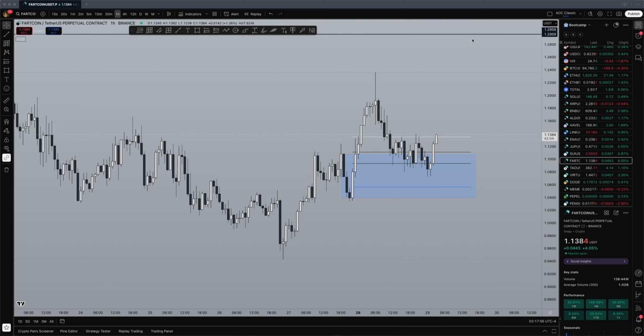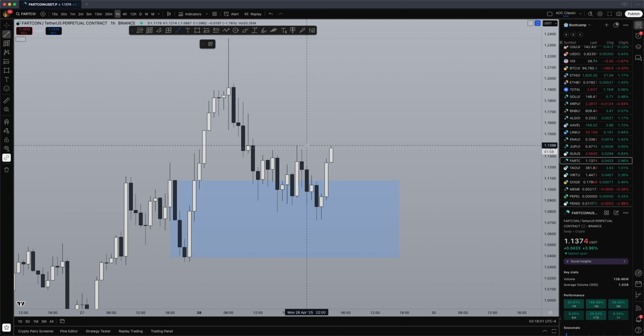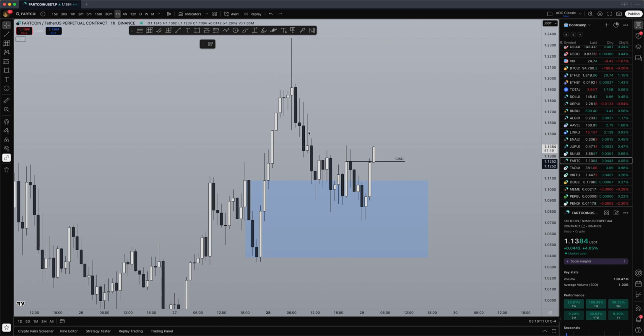Now, you can do that, but the way that we trade is that we look for confirmations. And right now, as of the time that I'm recording this, it is 3 a.m. London, and we are potentially about to get a change in state of delivery. A change in state of delivery essentially means that price is going from bearish order flow into bullish order flow, just to give you an idea about what I mean.